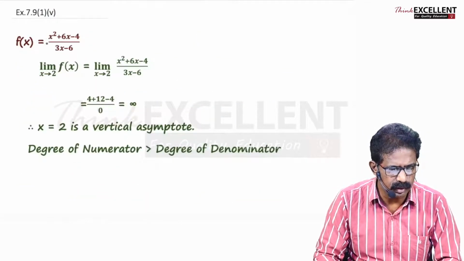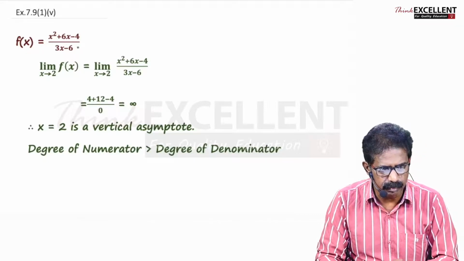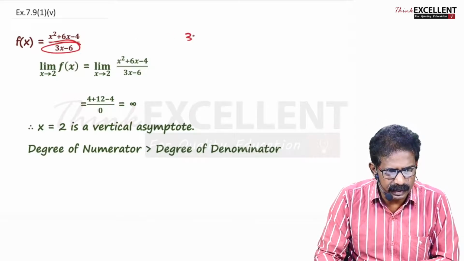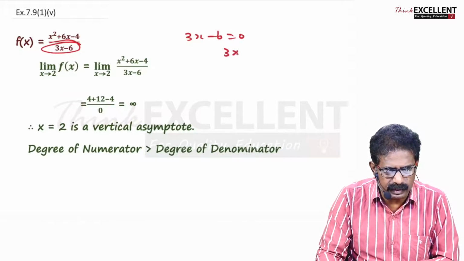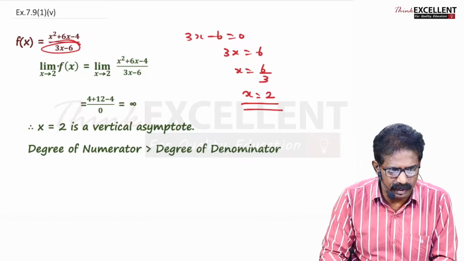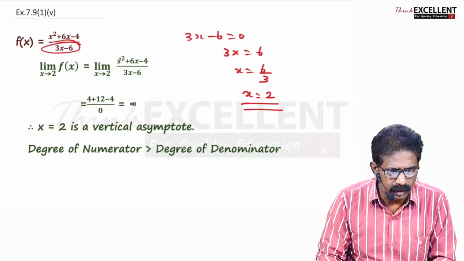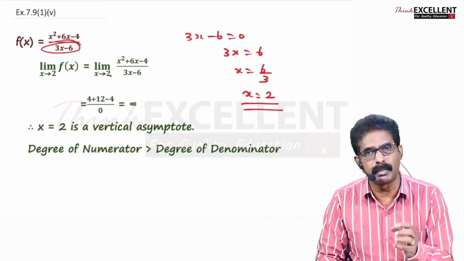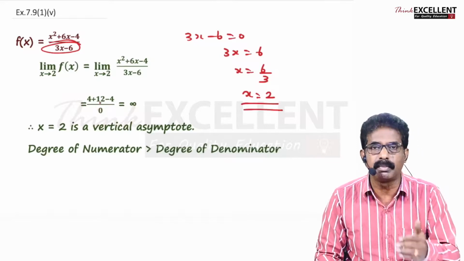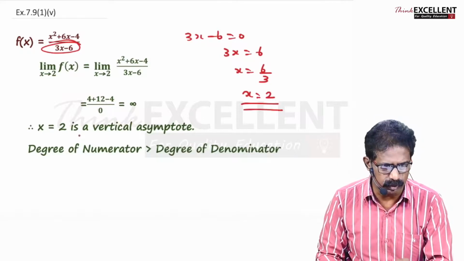f of x equal to x square plus 6x minus 4 by 3x minus 6, right? By seeing the denominator, 3x minus 6 equate with 0. So 3x is equal to 6. x is equal to 6 by 3. x equal to 2. This is the vertical asymptote, but you prove it. For that, limit extends to 2 f of x. Write f of x, the function. Wherever x comes, you put 2. Numerator, you are getting a number which is not equal to 0. Denominator 0. Something by 0, it is infinity. So x equal to 2 is a vertical asymptote.